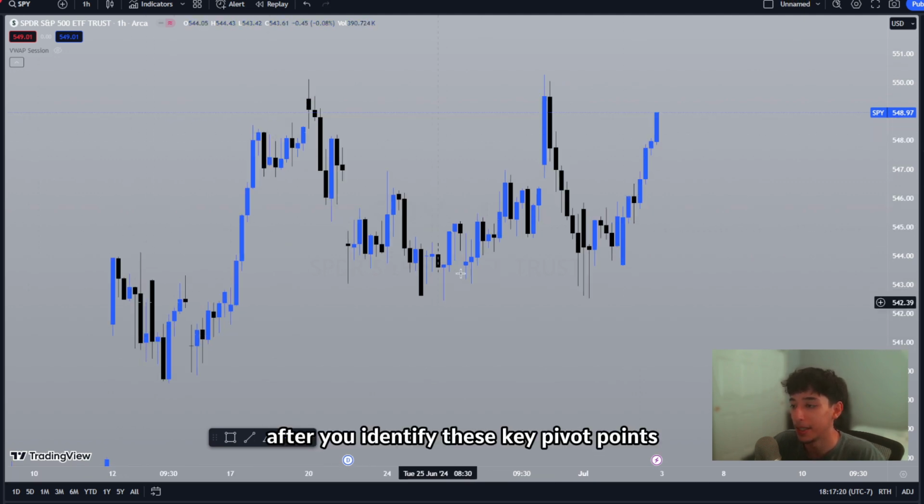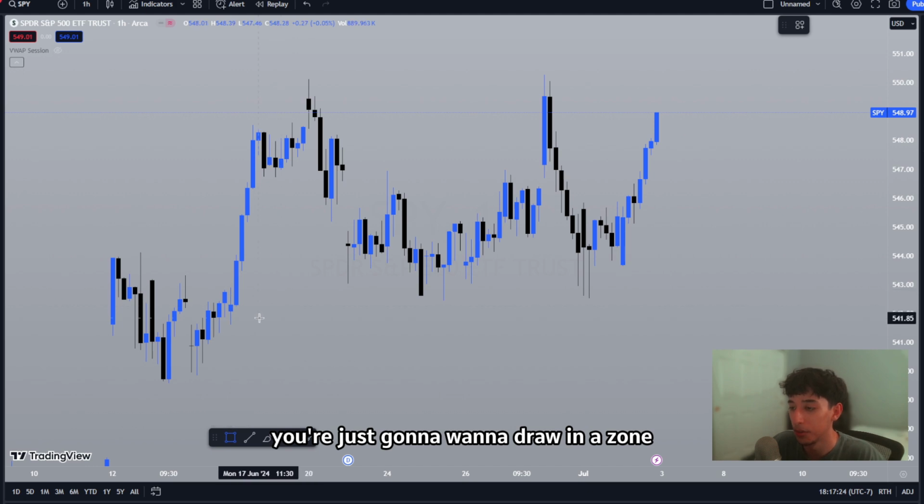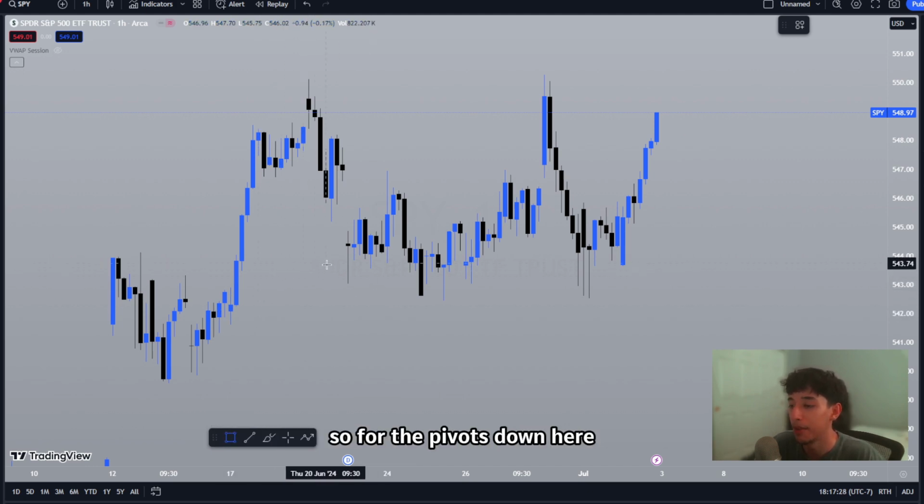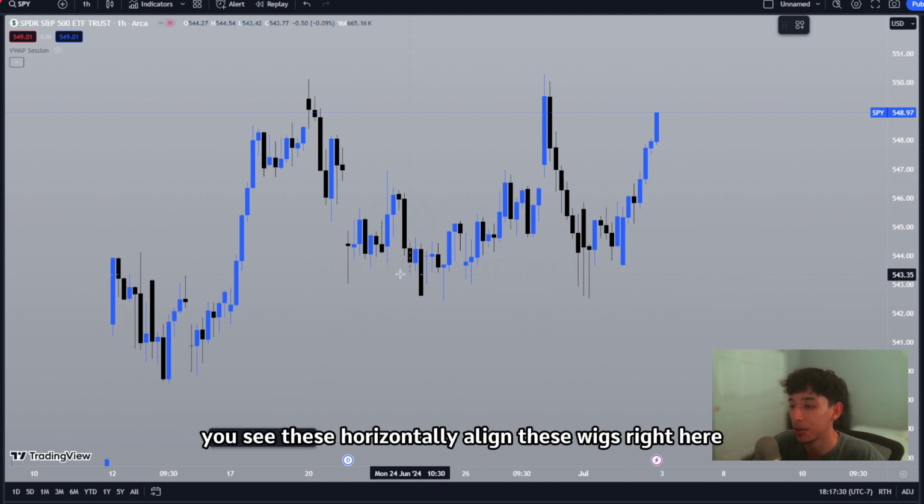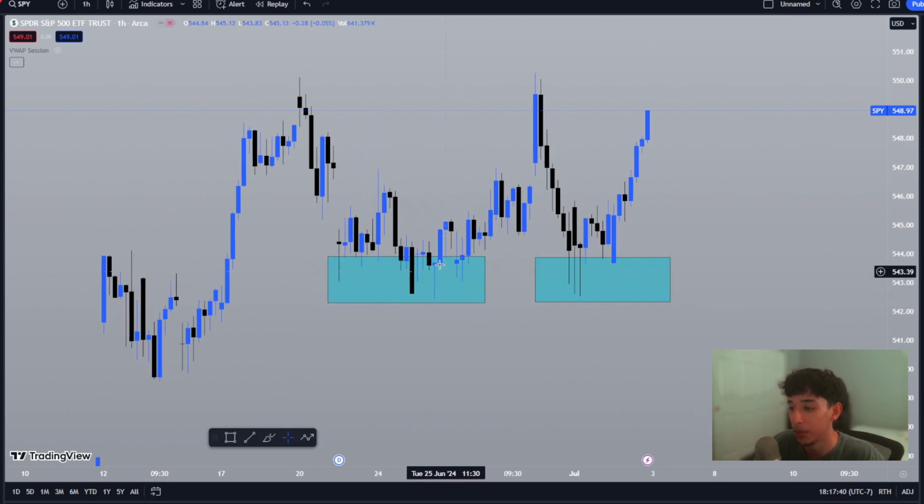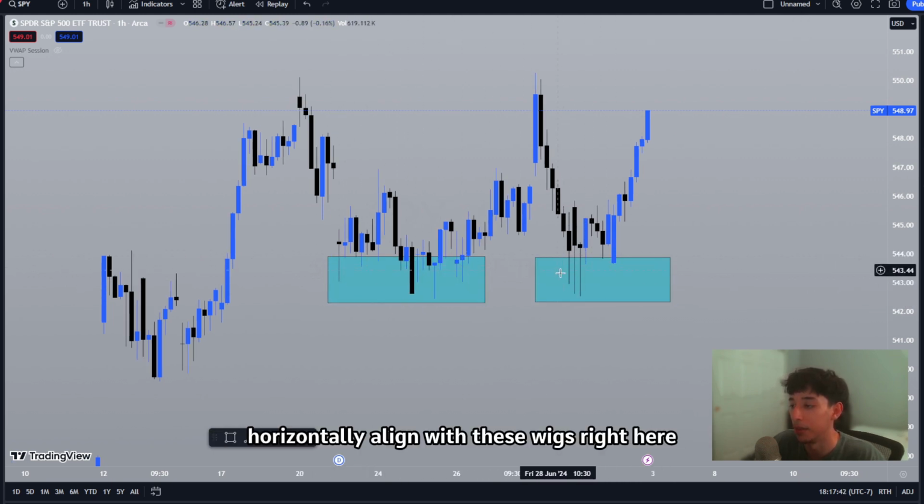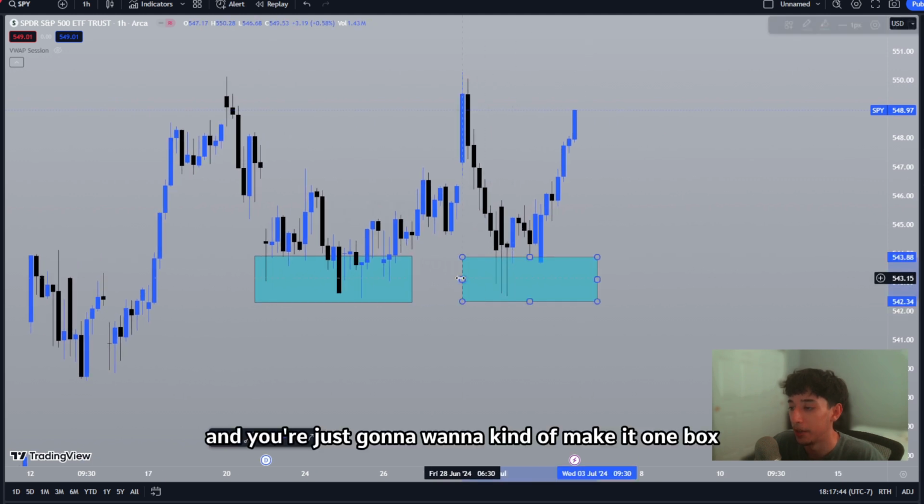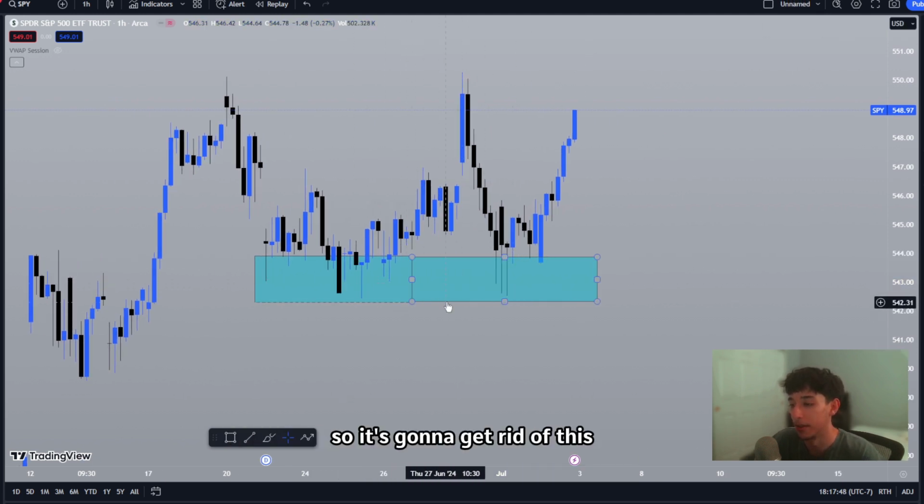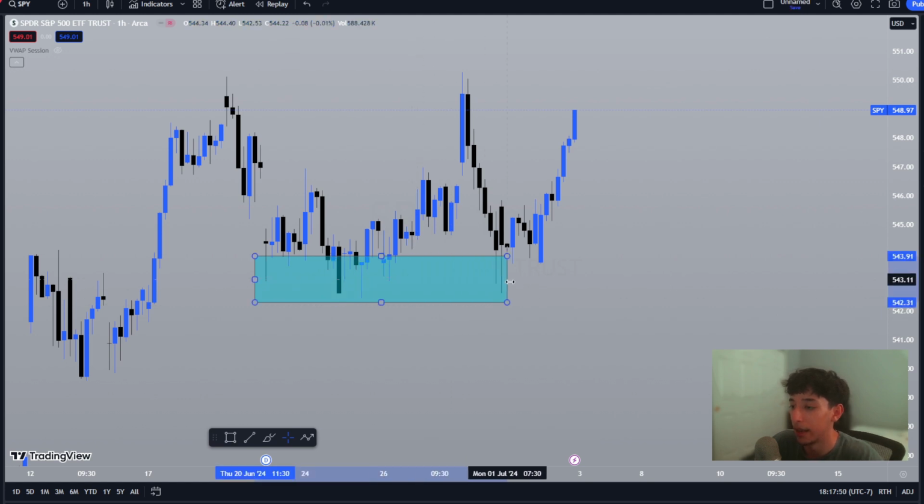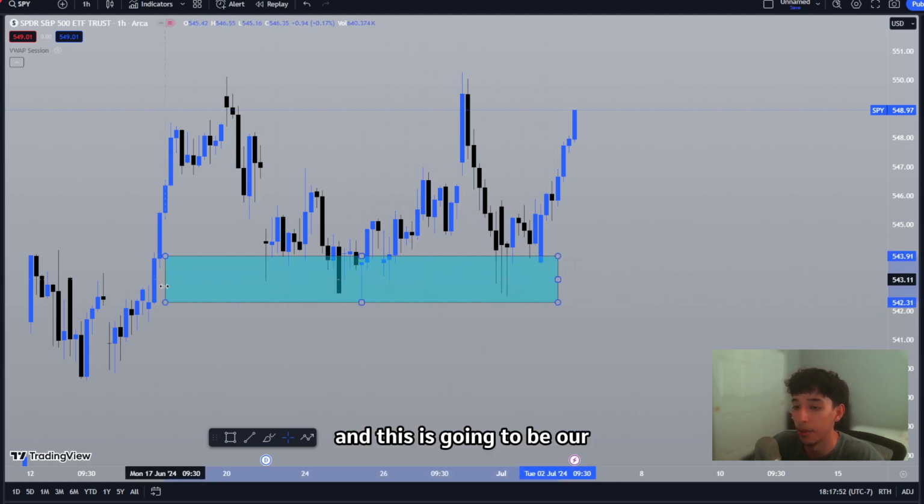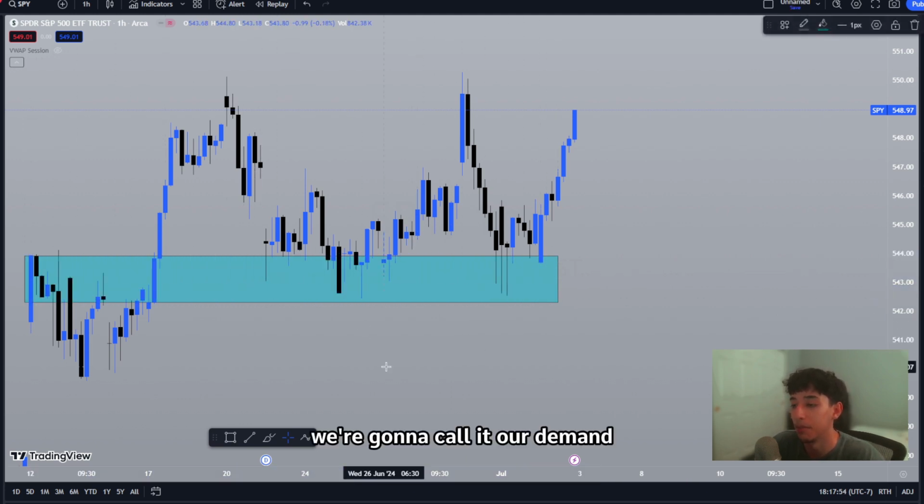After you identify these key pivot points, you're just going to want to draw in a zone. How we figure out where to draw the zone is, for the pivots down here, you see these wicks right here horizontally align with these wicks right here. You're going to want to make it one box, one zone here. I'm just going to get rid of this. And we're going to call this our demand.